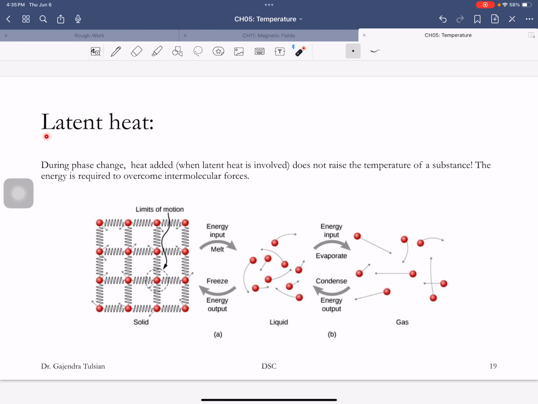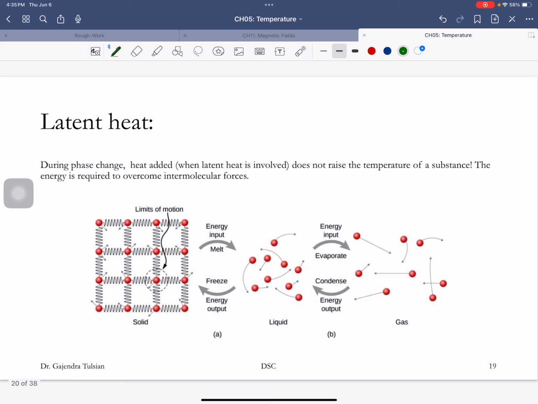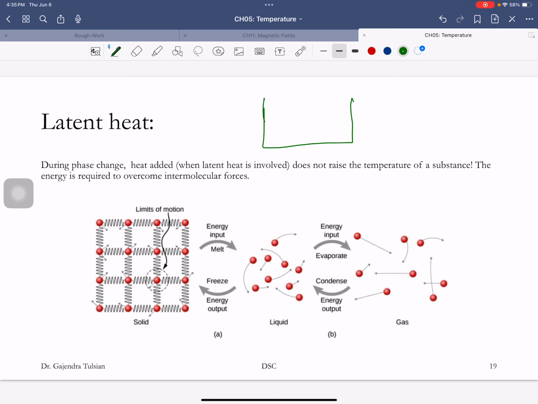Now we'll come to a very important concept of latent heat. So let's say you take a bunch of ice at -5 degrees Celsius, and you heat it. Here's what will happen. The temperature with heat added, or the time.